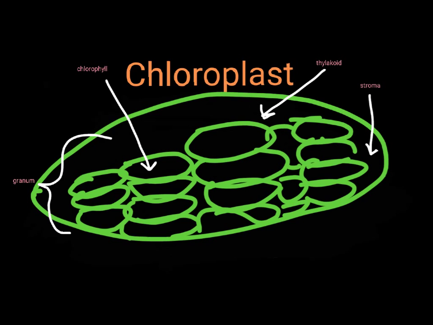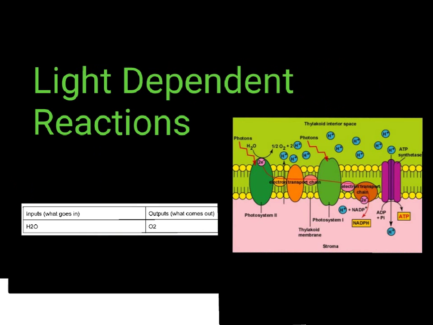The chloroplasts are organelles found in the plant cells. Chloroplasts absorb sunlight, and they use it with H2O and CO2 to do photosynthesis.